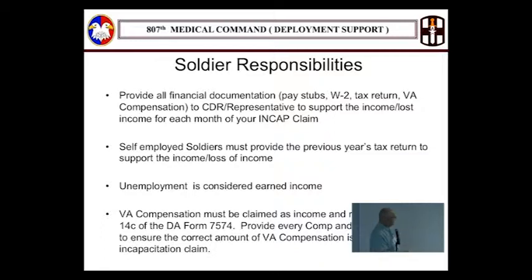Self-employed, again, they need to provide a lot more, tax documents. The more information we can get to support the claim, the better off we are. If there's a lot of holes, a lot of discrepancies, that's where questions come in. Then they have to report any type of VA compensation that they are receiving. That will be deducted from any type of INCAP pay. Next slide.